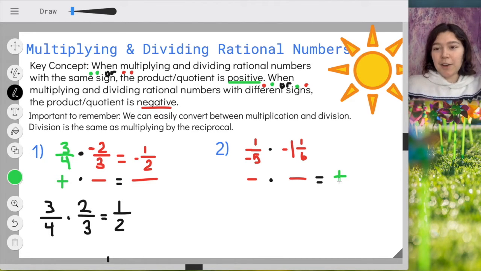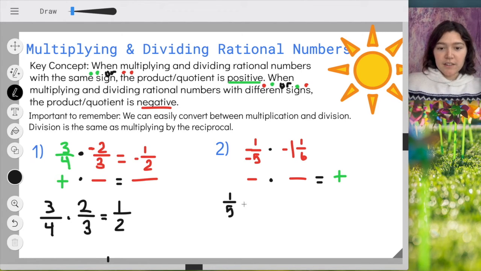Okay, so that means now we can just ignore the signs. That's really the only 7th grade skill, is figuring out whether that's going to be positive or negative. So good. Now we can ignore those signs, just think of them as positive. And I have 1/5 times 1 1/6.